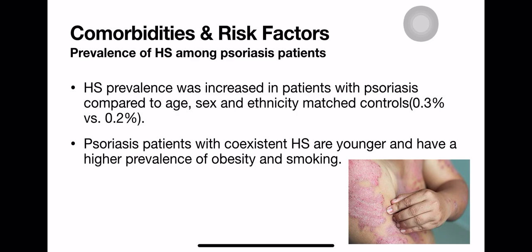There is also an increased prevalence of HS among psoriasis patients. So, a study of 68,836 psoriasis patients found that HS prevalence was increased in patients with psoriasis compared to age, sex, and ethnicity matched controls of 0.3% versus 0.2%. So the difference remains statistically significant after adjusting for smoking, obesity, and additional comorbidities. Psoriasis patients with coexistent HS are younger and have a higher prevalence of obesity and smoking.